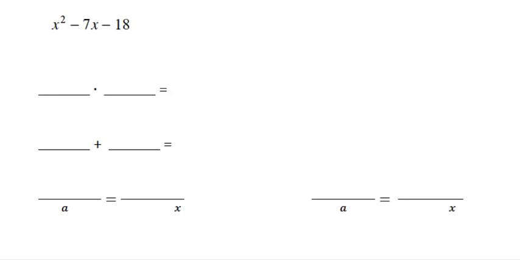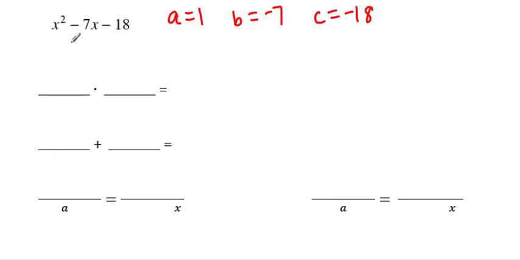Okay, so let's factor some. So we have x squared minus 7x minus 18. Notice that's already in standard form because it's x squared term first, then your x, and then your number. And in this, your a is the number in front of x squared. Since there's not one there, it's 1. Your b is going to be -7. And your c is -18.